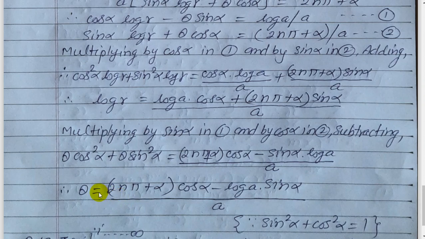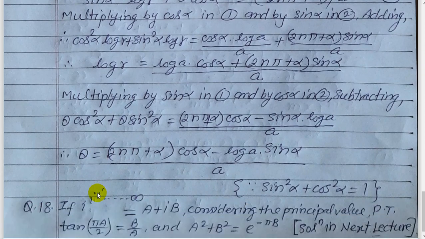Dear student, infinite questions are present. Similar questions you can solve easily. Question number 18. If i to the power i to the power i to the power i up to infinity equals a plus ib, considering the principal value, prove that tan pi a upon 2 equals b by a and a square plus b square equals e raised to minus pi b. So you should try this question, and for the solution see my next video.